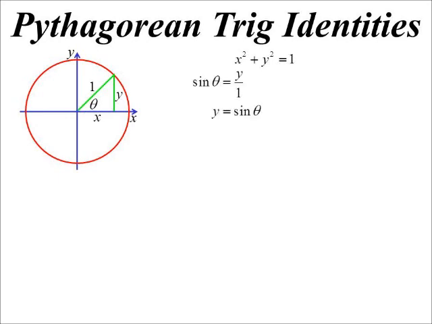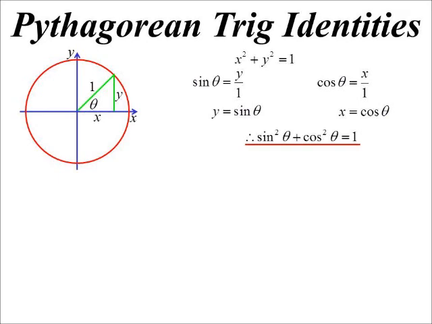Now the y value, well, y over 1 would be the sine of theta, and the x value, well, x over 1 would be the cosine of theta. As I say, we know it lies on the circle, x squared plus y squared equals 1, so we end up with sine squared plus cos squared equals 1. So that's why it's called the Pythagorean trig identity, because it comes from Pythagoras' theorem. So that rule will always be true no matter what the size of the angle is. Sine squared plus cos squared is equal to 1.